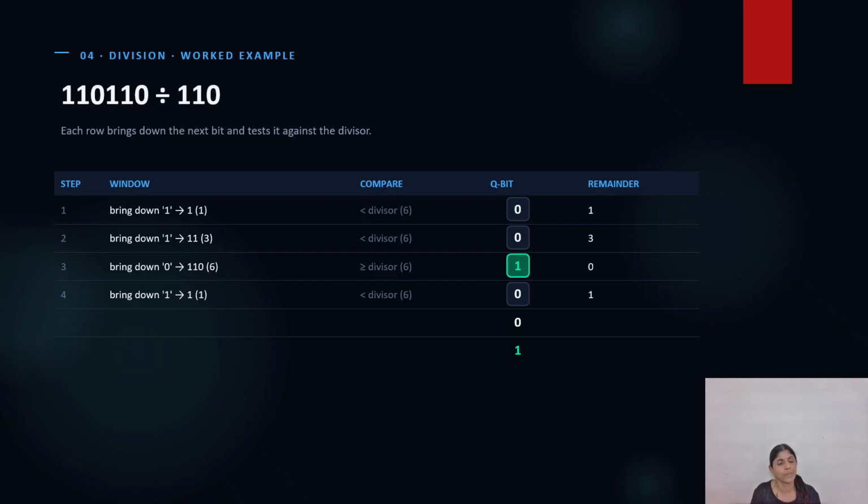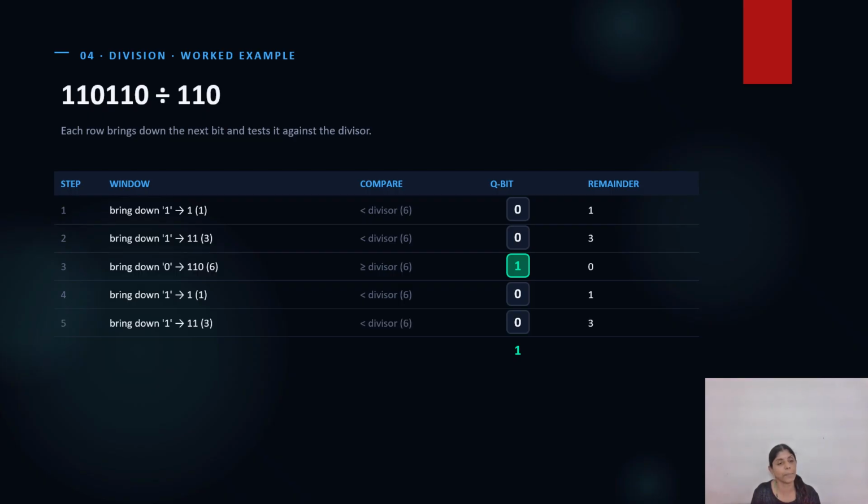Now check 1. Whether 1 divided by 1, 1, 0? While comparing? No. So at that time, what is your quotient? 0. What is your remainder? 1. In the next step, again what you have to bring? You have to bring 1. Now the value is 1, 1. 1, 1 means it is 2 plus 1, 3. Right? Whether 3 divided by 1, 1, 0, 6? No. So again, the quotient is 0 and remainder is 1.